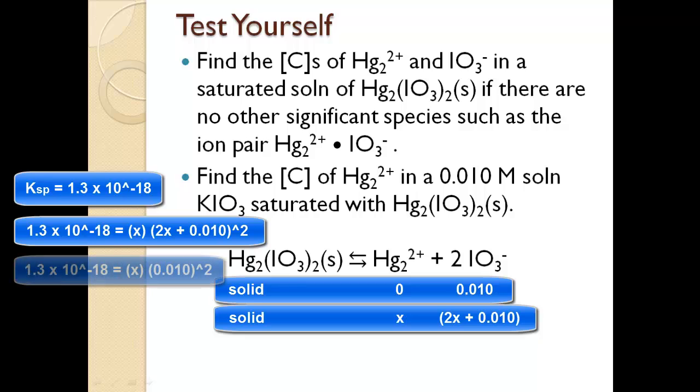So now all I have is x times 0.010 squared. If I solve for all of that, you should get 1.3 times 10 to the negative 14th molar. And look at that number. That number is way less than 0.01, which is what I added into the solution. So our assumption was correct.